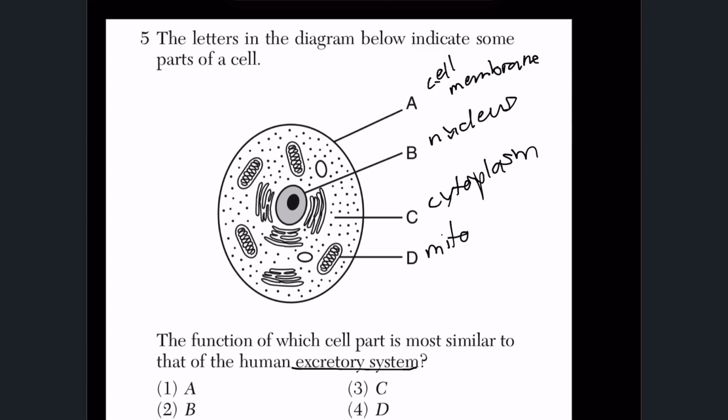So now we have to ask which one is most similar to the human excretory system. And the answer to this one would be A, because the cell membrane is most similar to the human excretory system. We know the human excretory system controls what exits the human body, and the cell membrane controls what exits the cell. So our answer would be A.